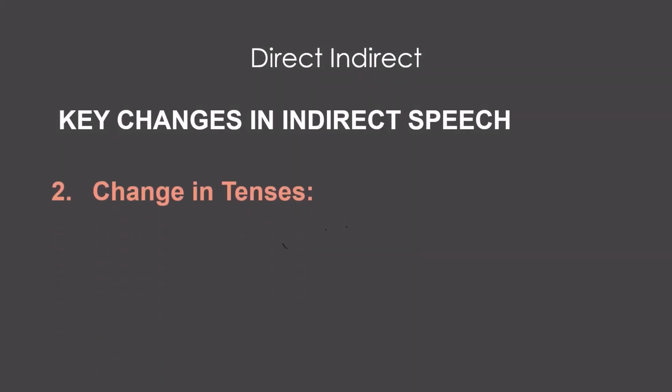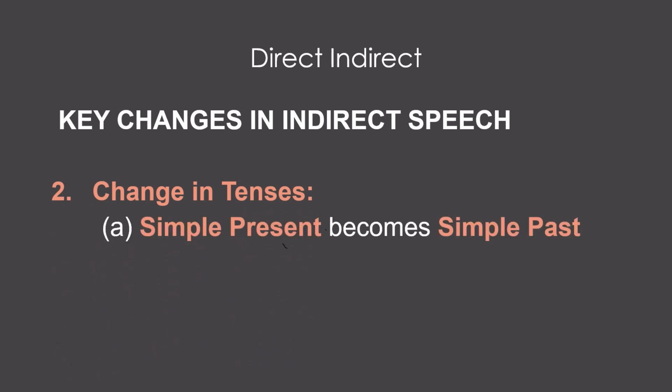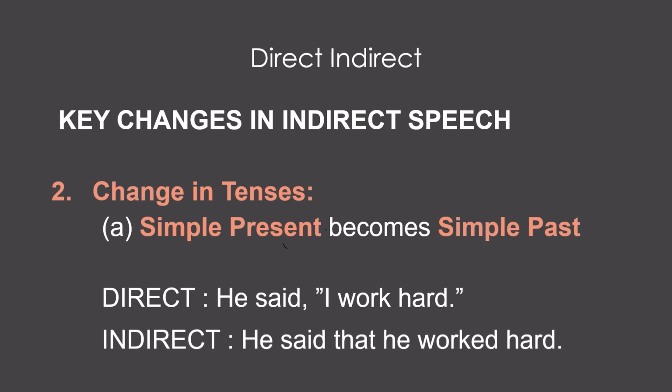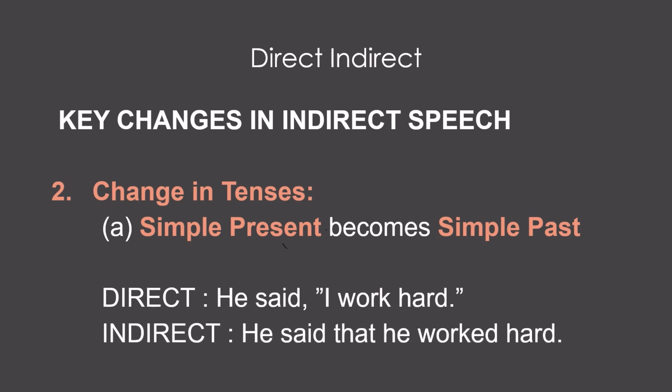Change in tenses. Tenses usually shift one step back in time when changing from direct to indirect speech. Simple present becomes simple past. For example, direct. He said, "I work hard." Indirect. He said that he worked hard.